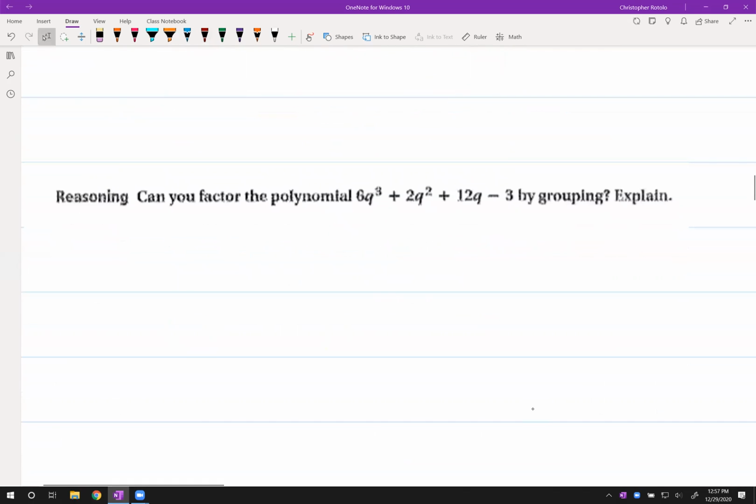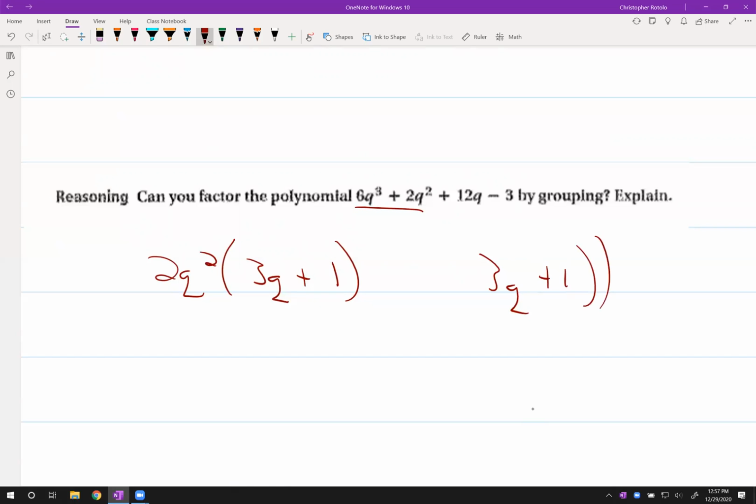All right, so here's this one. Can we factor it using grouping? I don't know. Let's take a look. First two, 2 and 6. All right, so here's 2q squared. So 3q plus 2q squared divided by 2q. All right, so that has to be 1. So 3q plus 1. This is what I need to get. All right, so 12 and 3. Okay, GCF is 3, but 12 divided by 3 would give me 4, so that doesn't work. Okay, so my answer is no, because I can't replicate this binomial.